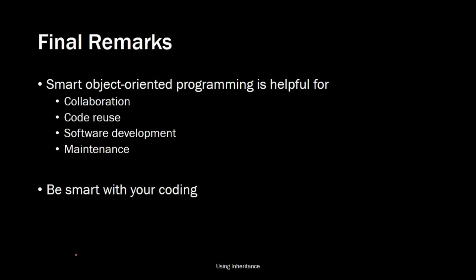So final remarks. Smart object-oriented programming, which is sectioning off your pieces of code so that they are in these categories, in these objects, is helpful for, one, I put collaboration here. Because if you're working with someone else on a project, it should be easier for them to use your code. They shouldn't have to be retyping things or be confused as to what pieces of code can actually be used in what ways. Collaboration is helped by having objects for both to use.